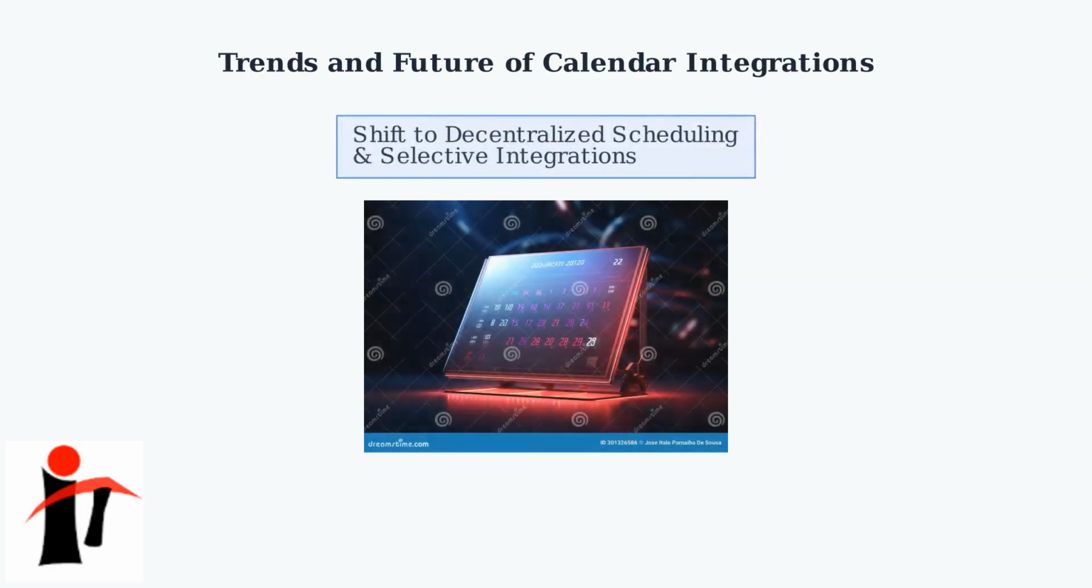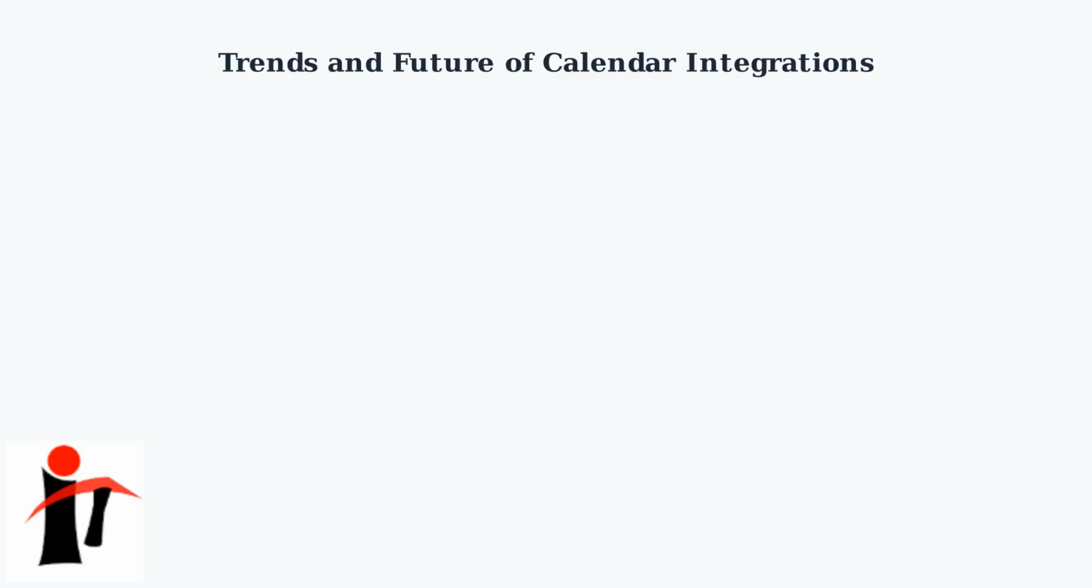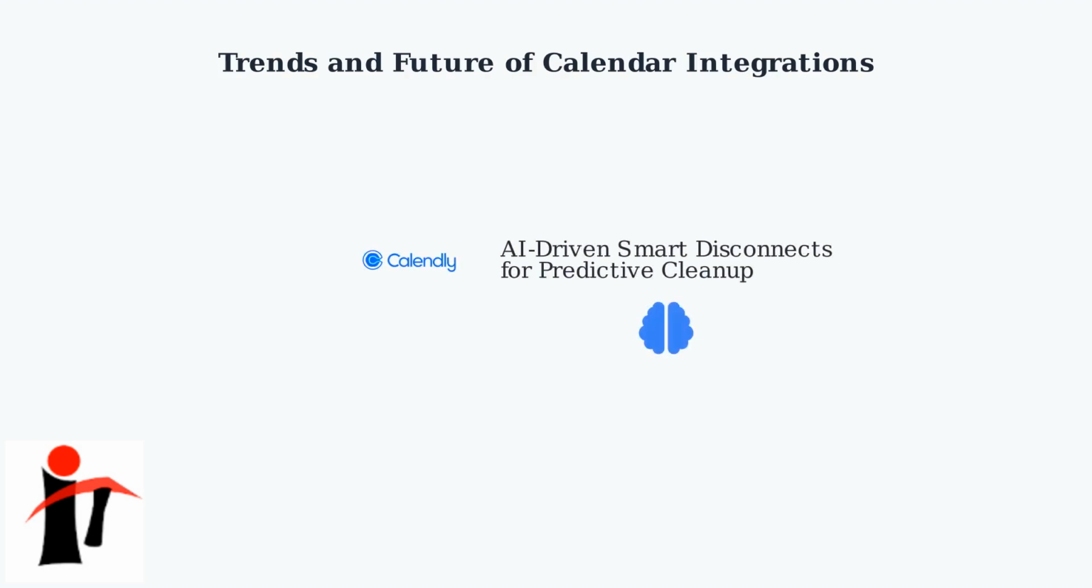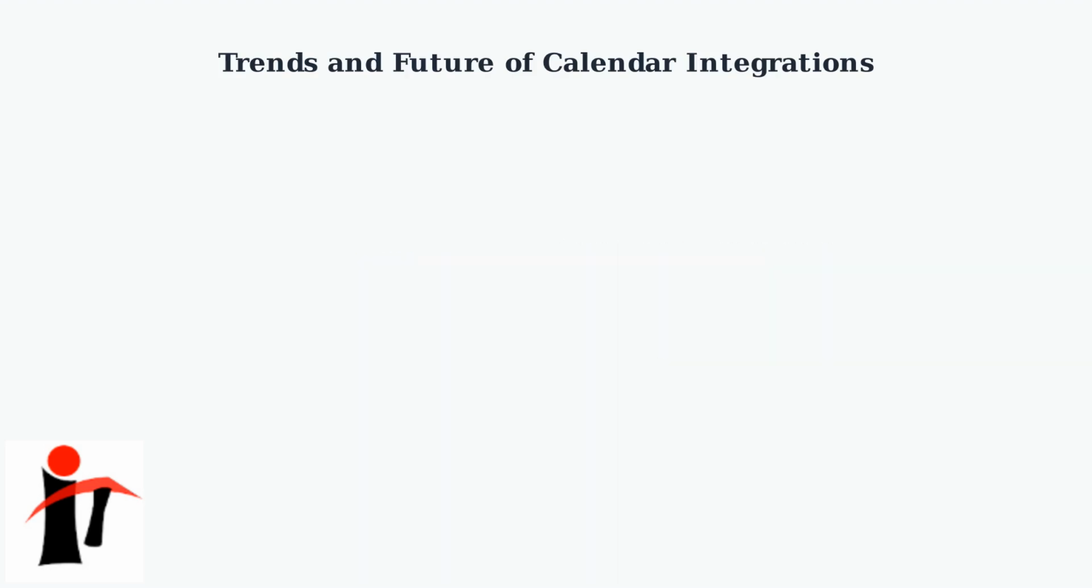In 2025 and 2026, there's a growing shift toward decentralized scheduling, where users prefer tools that give them more control over their data rather than relying on centralized platforms. Selective integrations are becoming more popular, allowing people to connect only specific calendars while keeping others private. Calendly is adopting AI-driven smart disconnects that can predict and clean up potential overlaps before removal. This makes the process smoother and helps prevent scheduling conflicts.